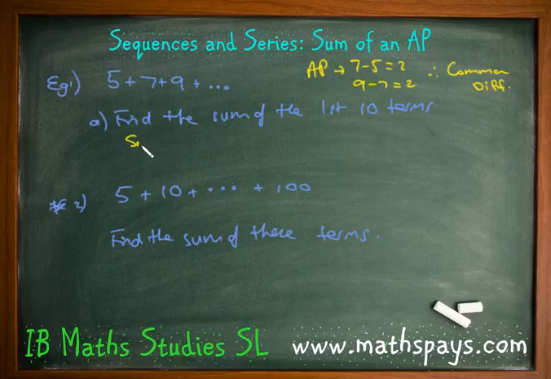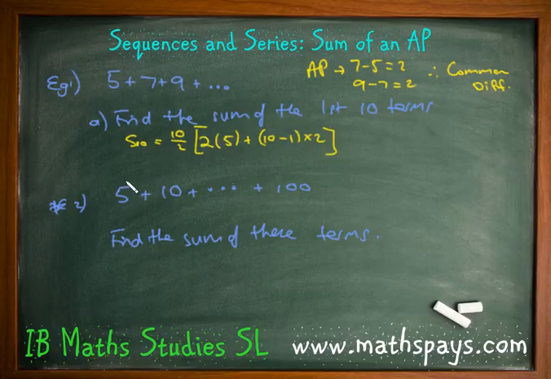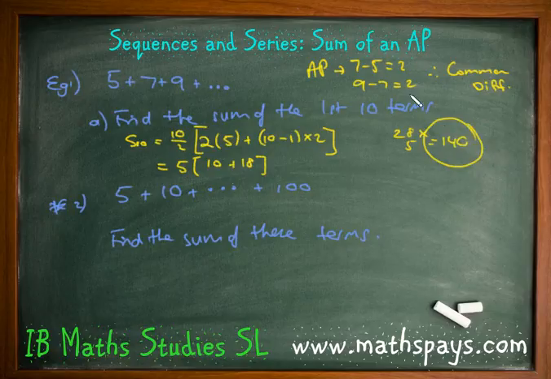So my sum of the first 10 is 10 over 2, brackets, 2 lots of the first term, plus 10 take away 1 times the difference, and the difference we've always said is 2. Put it in your calculator, get the answer. I don't have a calculator, so I'm just going to do it slowly. 2 times 5 is 10, plus 9 2s are 18. 10 plus 18 is 28, and 28 times 5 is 140. Beautiful.